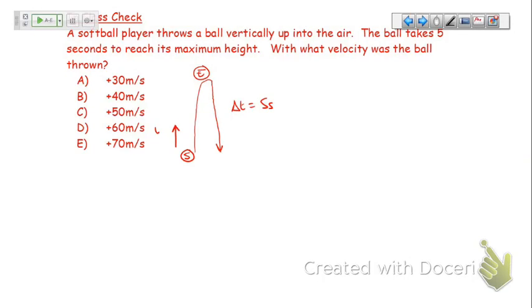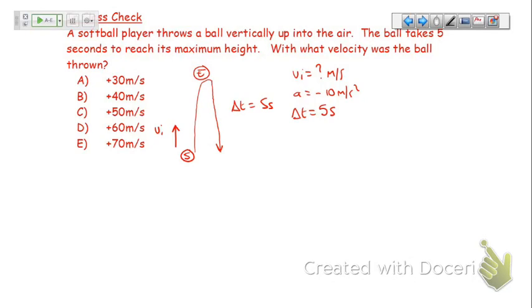So I want VI. And I want to make my list. So VI equals, I don't know, meters per second. And A, of course, equals minus 10 meters per second squared. And delta t is equal to 5 seconds. And then I need one more thing. I either need a delta x or I need a VF. And oh, yes, reach the maximum height.